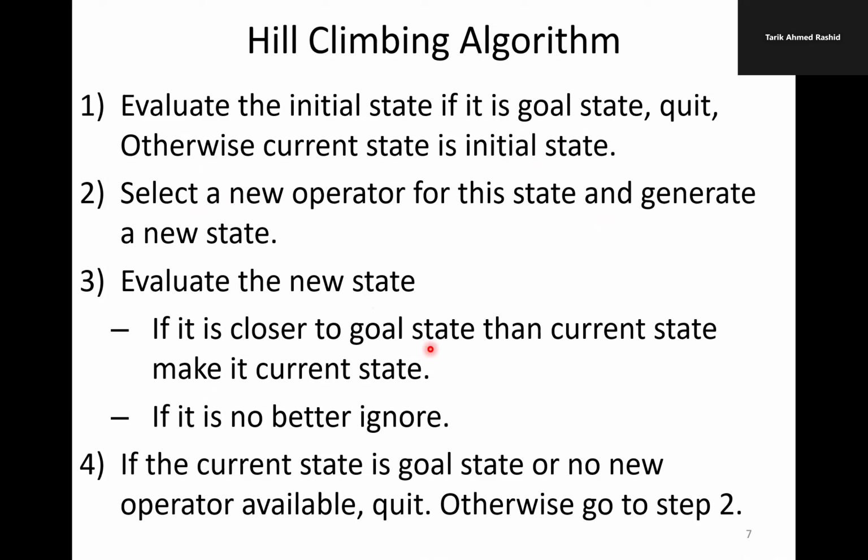If the new state is closer to the goal than the current state, make it the current state. If it's no better, ignore it. If the current state is the goal state or no new operator is available, then quit. So if it's the goal, quit, and if there is no new operator, again, quit. Otherwise, go back to step 2, where you select a new operator, reevaluate, and check again. So that's how the algorithm works.